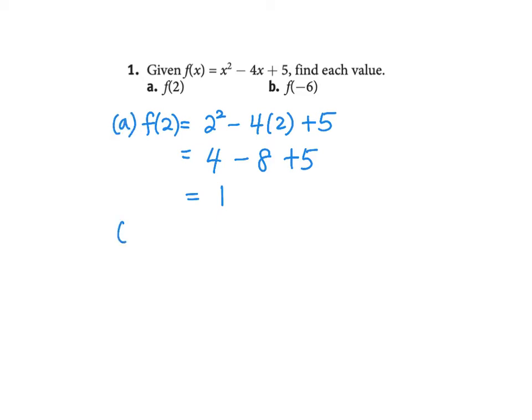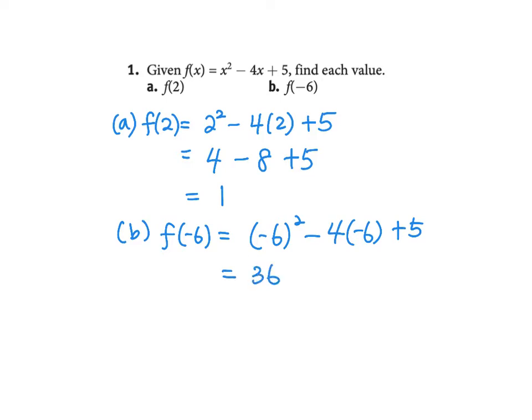Next, B is f of negative 6. So we plug in negative 6 for each x value. So negative 6 times negative 6 will be 36, and positive 24 plus 5. So you combine all that, it should be, that's right, 65.